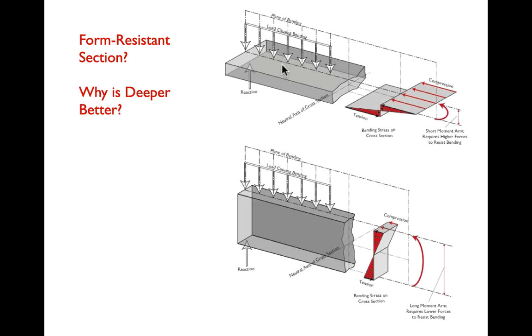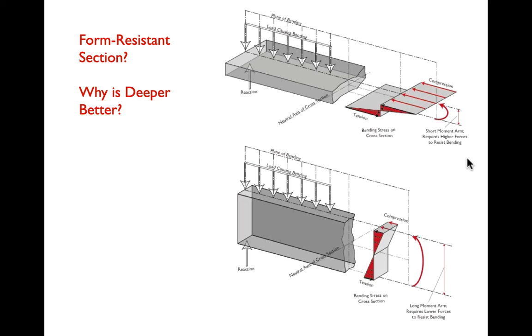So to carry the same moment, a shallow beam has to have much higher stresses in its extreme edges. A deeper beam can have much lower stresses. And these triangles are the key to answering the question why a deep beam is more efficient, more effective at carrying a bending load than a shallow beam.